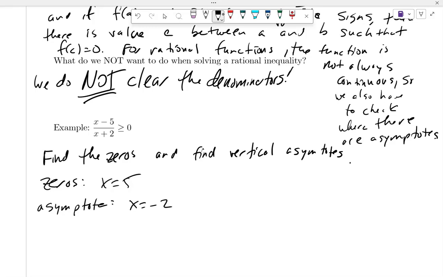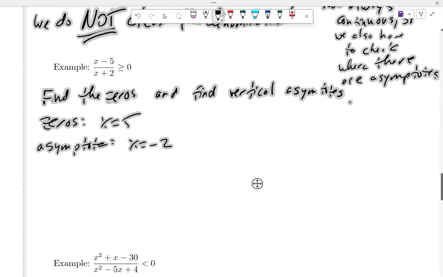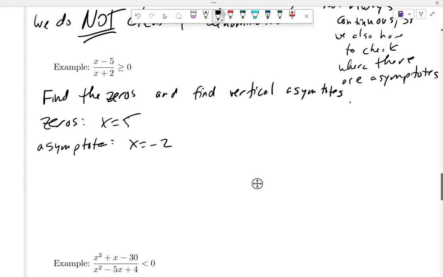We made intervals, right? These are the two numbers that we need to worry about. The x equal to 5 and the x equal to -2. Those are the two numbers that you need to worry about.